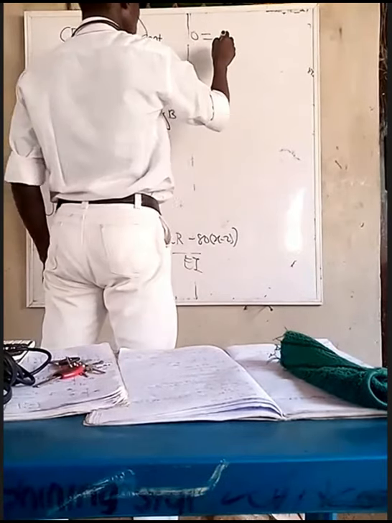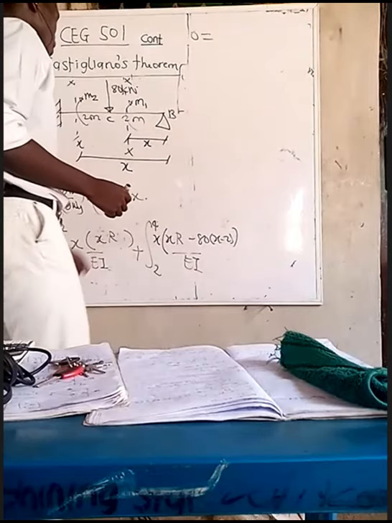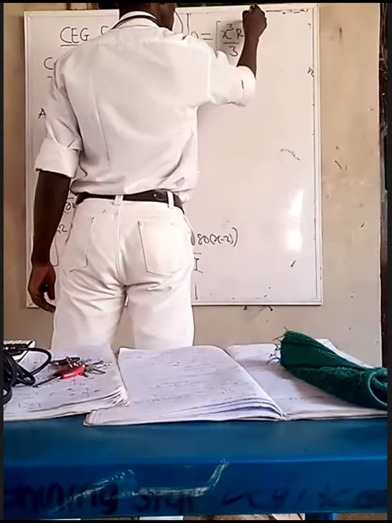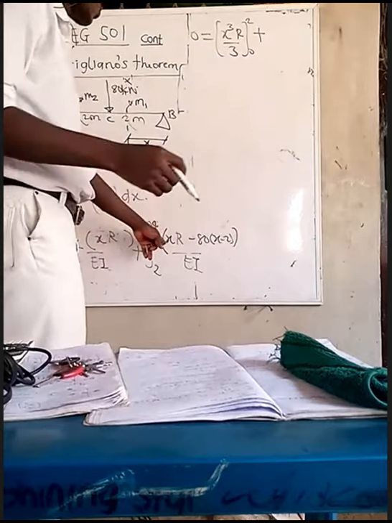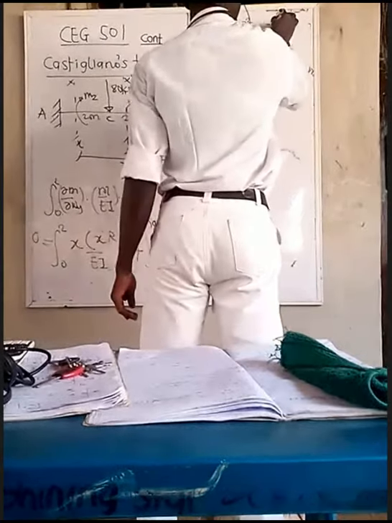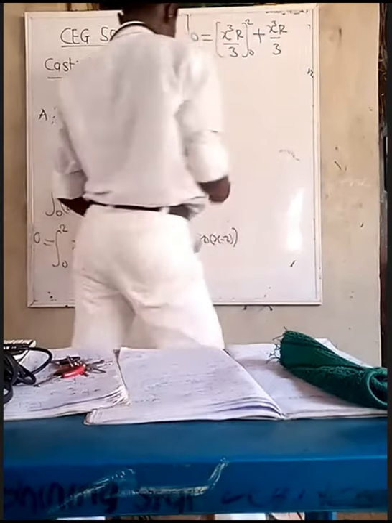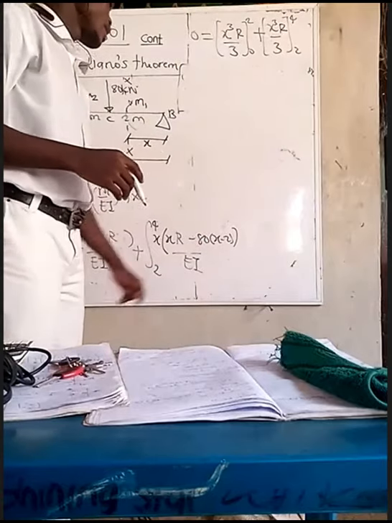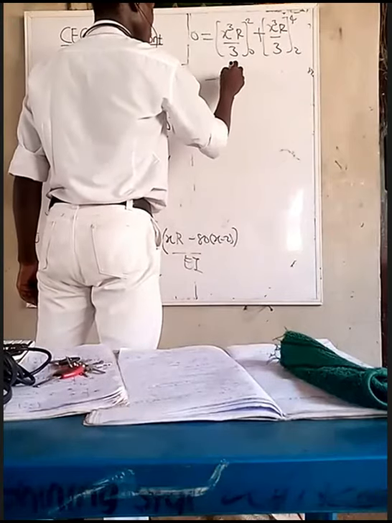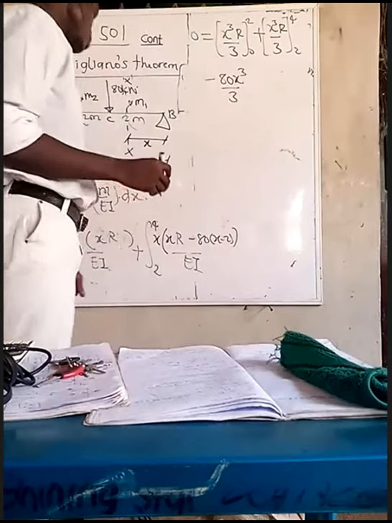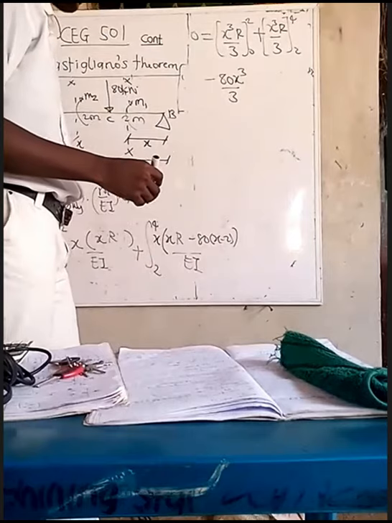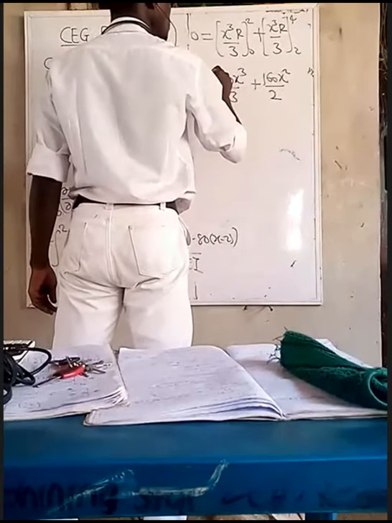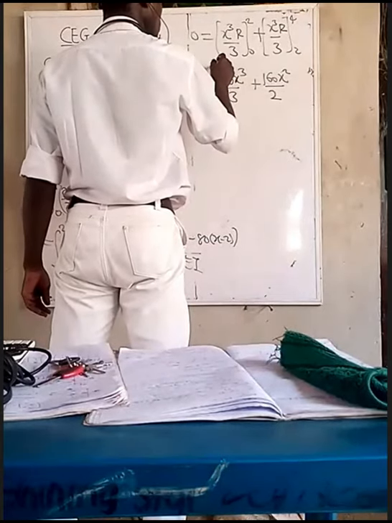So 0 is equal to, this will be X squared R. I will remove the 1 over EI. So X squared R, that becomes X cubed R over 3, I think, from 0 to 2, plus this would be X squared R also. That's X cubed R over 3 from 2 to 4. Then minus 80X squared. Minus 80X squared. That's minus 80X cubed over 3. Then plus 160X. That becomes plus 160X squared over 2. So this also is from 2 to 4.